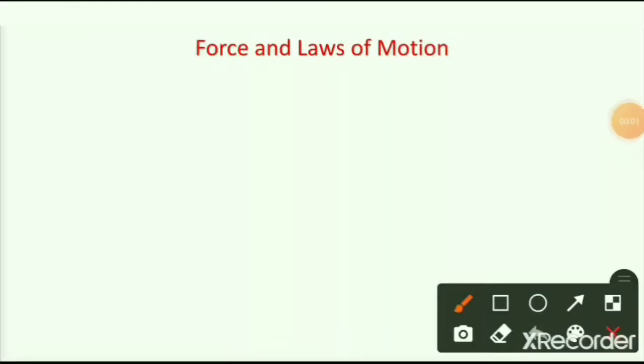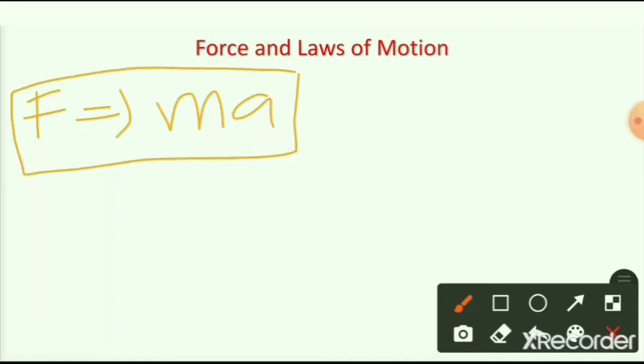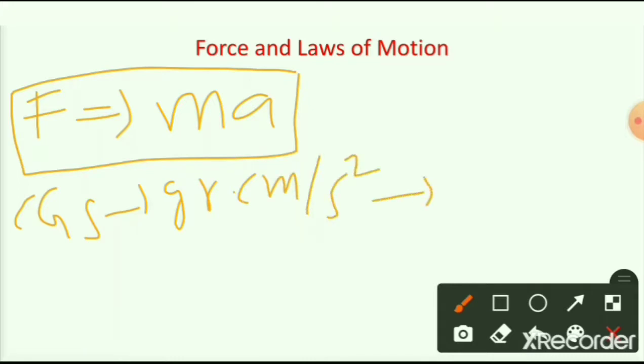Force and laws of motion. What is a force? Force is the product of mass and acceleration. Units in CGS: gram into centimeter per second square, or dyne.